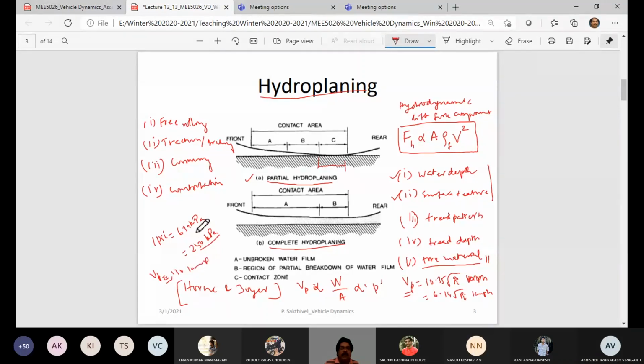So if I take supposing a lower range of vehicle inflation pressure, say 28 psi, it would be around some 88 kilometers per hour. 28 psi, I would have 88 kilometers per hour. So these speeds are normally the driven speeds of the passenger car on highways.